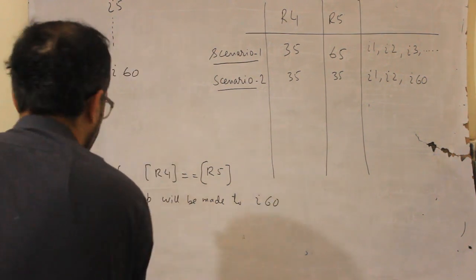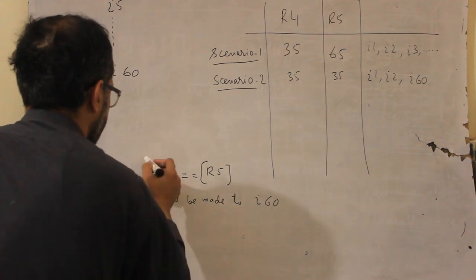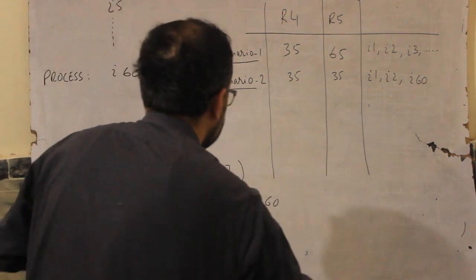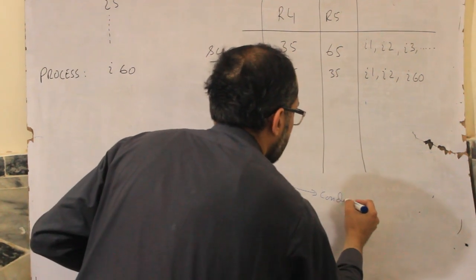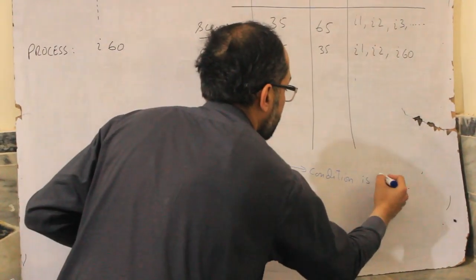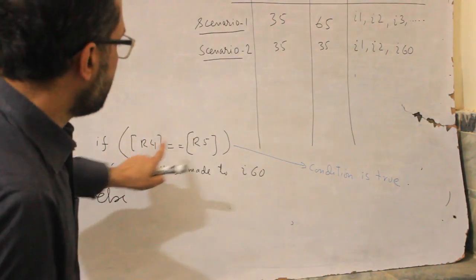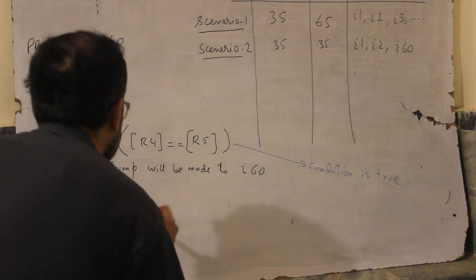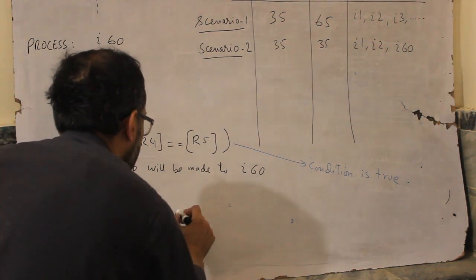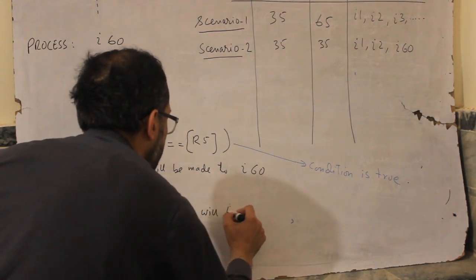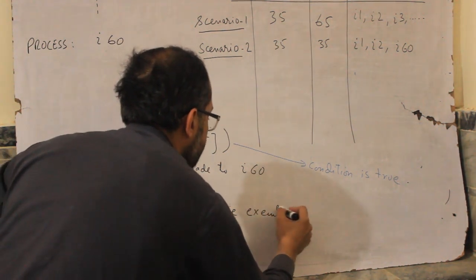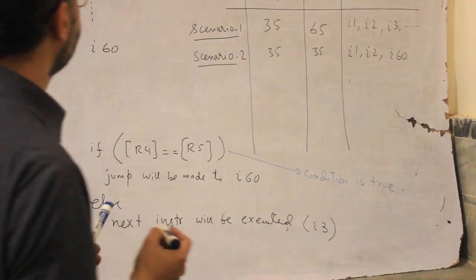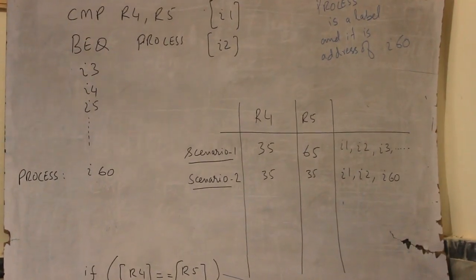Otherwise, if the condition is false, the next instruction will be executed. And what is the next instruction? The next instruction is I3. So if the condition is true, the jump will be made to instruction I60, else the next instruction will be executed. I will elaborate this with an example.